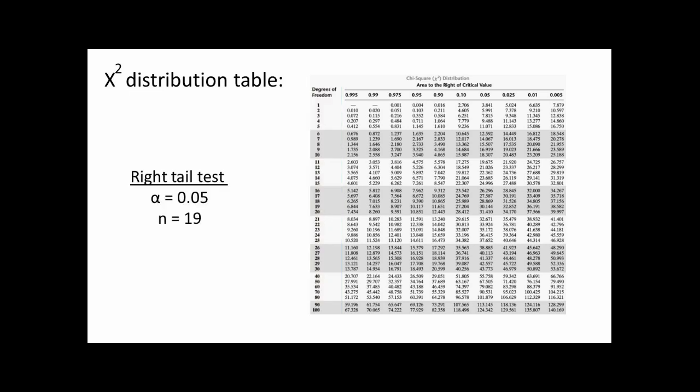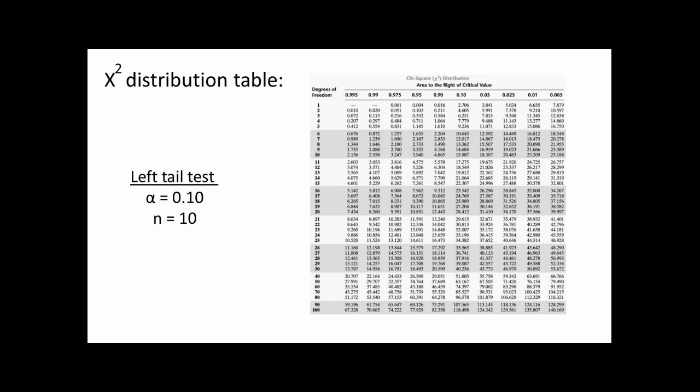For example, if my alpha was 0.05 and I am conducting a right-tailed test with a sample size of 19, I go down to the row for 18 degrees of freedom and find the column for alpha equals 0.05 to get the critical score of 28.869.